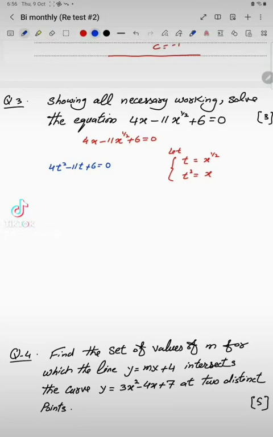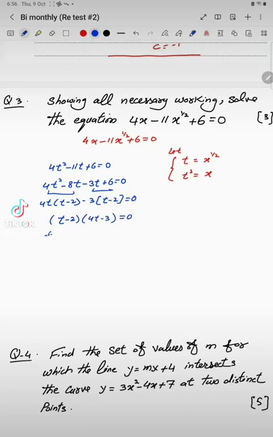Here I'm going to apply factors. 4 times 6 is 24, so 4t^2 - 8t - 3t + 6 = 0. I did the mid-term break rule for factors. So 4t is common, (t - 2), here -3 is common, (t - 2), so (t - 2) times (4t - 3) equals 0. These are the factors, and I get the value of t = 2, or t = 3/4. Okay, but this is not a final answer.